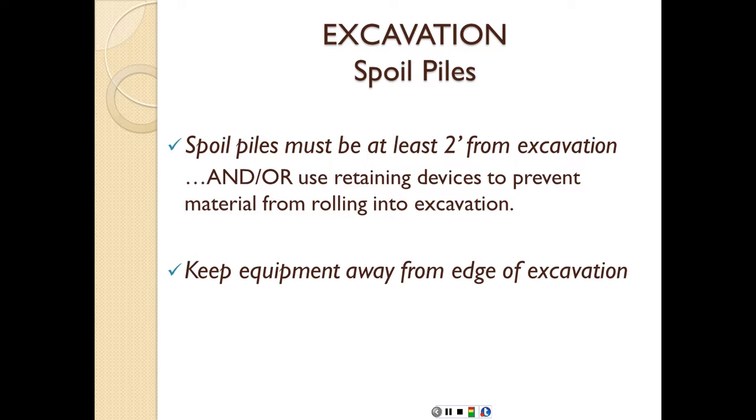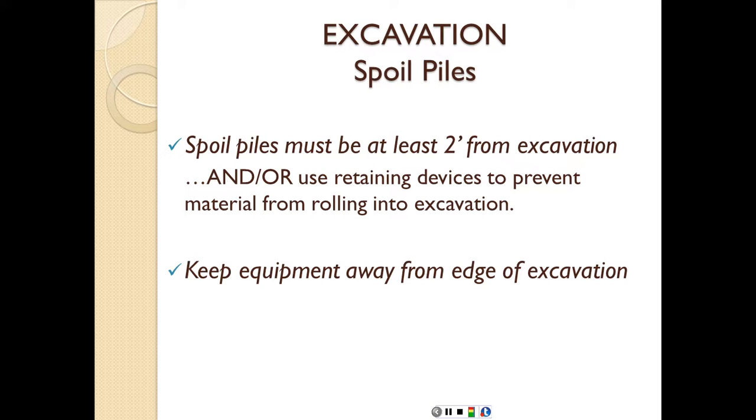So spoil piles must be at least 2 feet from the excavation, and or use retaining devices to prevent material from rolling into excavation. Again, one of these retaining devices is what's called sheet piles. In case you haven't seen sheet piles, they are something like a C-section steel element that's driven vertically in the soil, and that's going to take the lateral load of that soil so that the excavation doesn't cave in. And that's usually used in deep excavation.